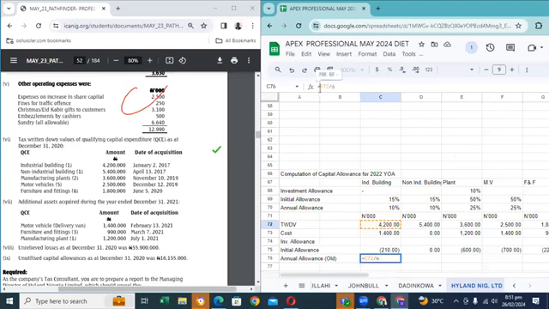Do you get that now? Yes, sir. 700. The building here was also bought in 2017, so you start counting similarly. It became admissible for capital allowance in 2018, so you have 2018, 19, 20, 21. So this is 2022 year of assessment. So it's also 54 divided by 6.